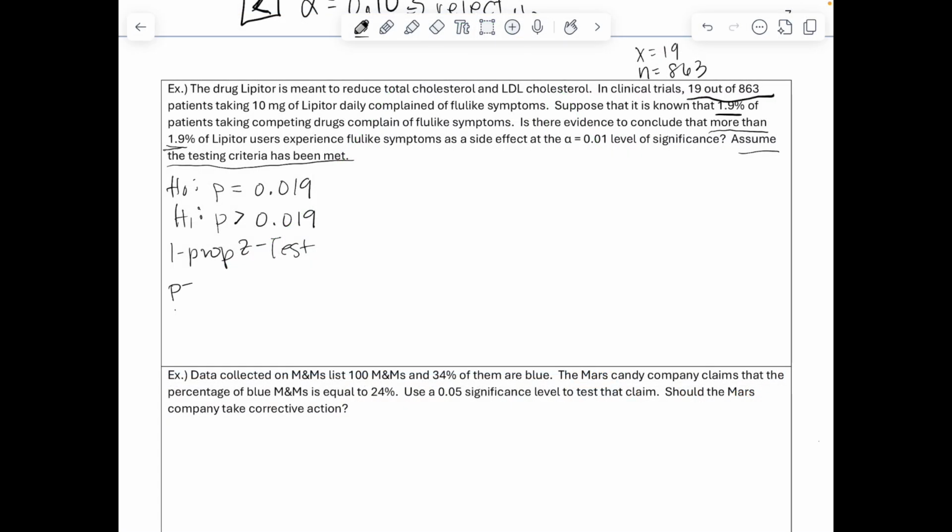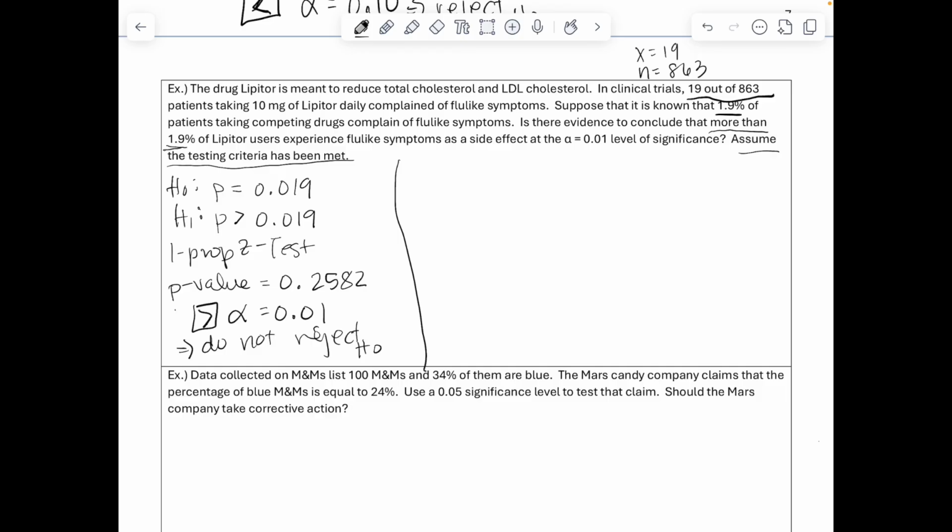From the graphing calculator, we get a p-value equal to 0.2582, and we are going to compare this to alpha, which is equal to 0.01, and so this is greater than alpha, which means that we do not reject H naught. So from here we do need to write our conclusion.